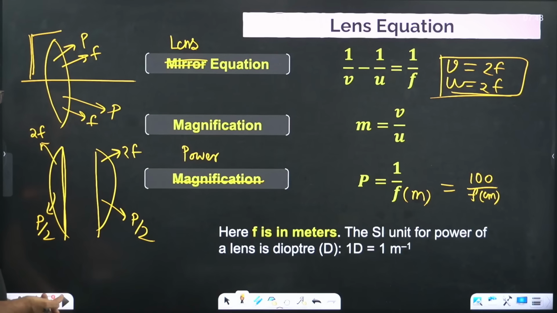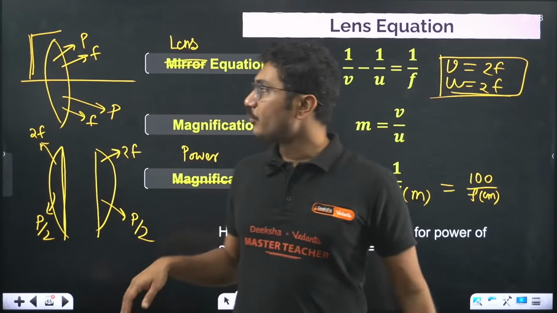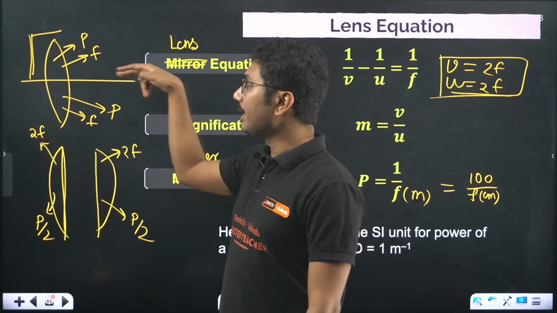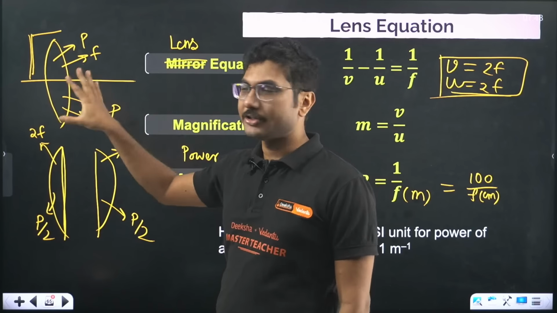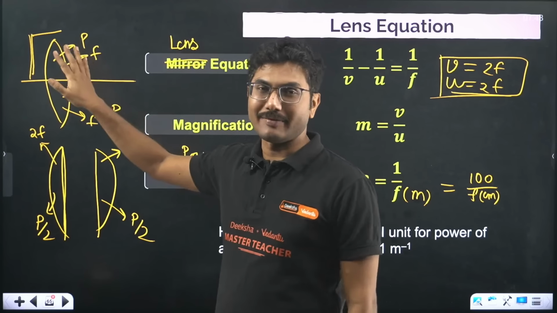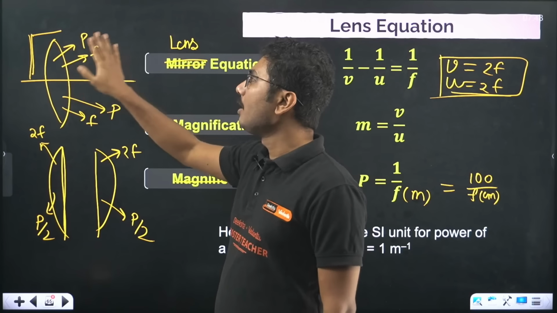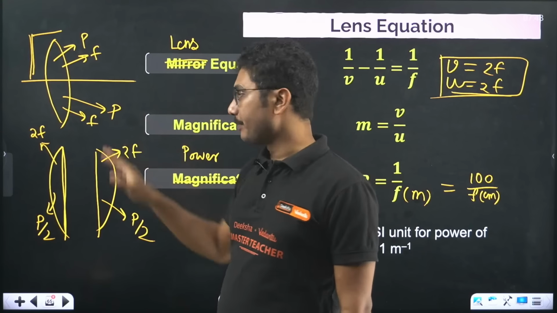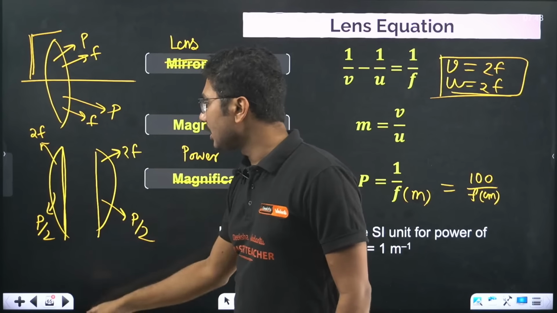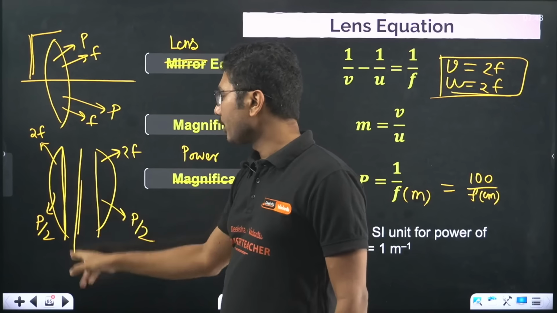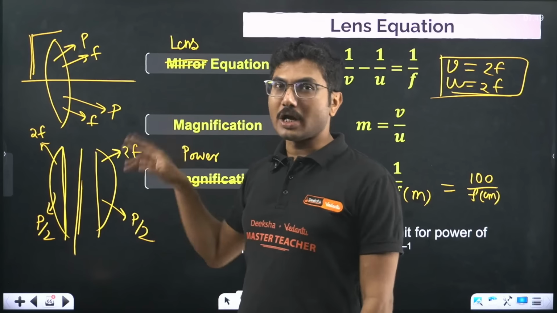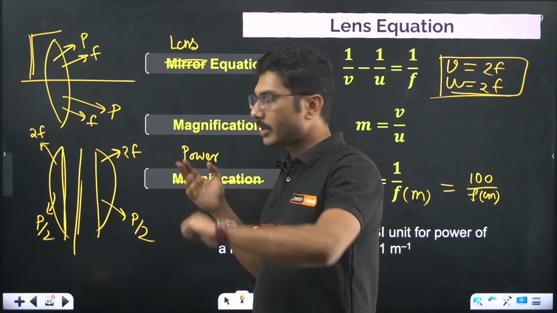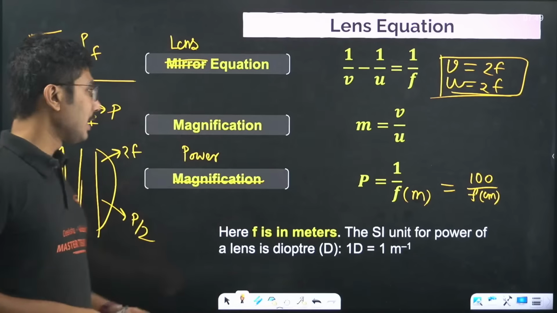Now one important part: if you cut a lens along the principal axis, power and focal length do not change. The lens will still behave like a convex lens, and power and focal length will remain the same. But if you cut a lens along the perpendicular line, that is, the diameter of the lens, then power becomes half and focal length becomes double.